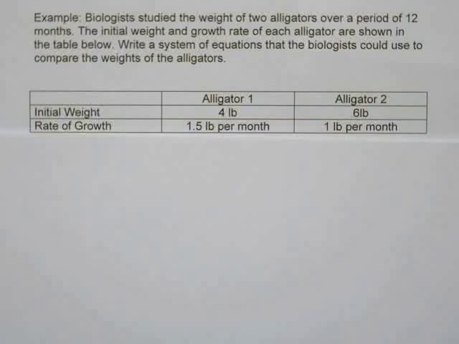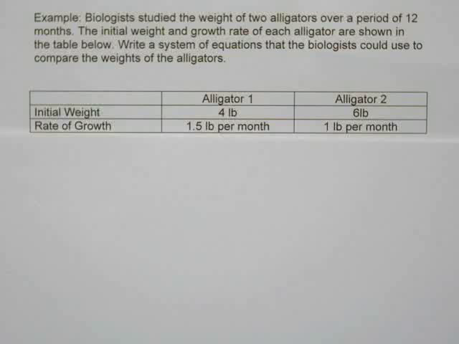In this example, we have a word problem that will lead us to a system of equations that we'll solve using substitution. All right, so let's read this problem. Biologists studied the weight of two alligators over a period of 12 months. The initial weight and growth rate of each alligator are shown in the table below. Write a system of equations that biologists could use to compare the weights of the alligators.